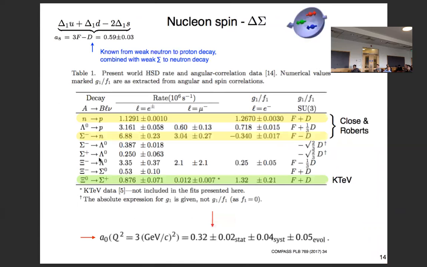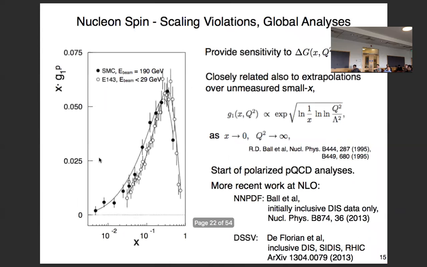We can ask a bit more about this delta sigma, written down as a0. From the same publication, you end up with this well-known value of about 30%, again from a single experiment, consistent with global analysis in the end. The experiment clearly was right in the beginning.